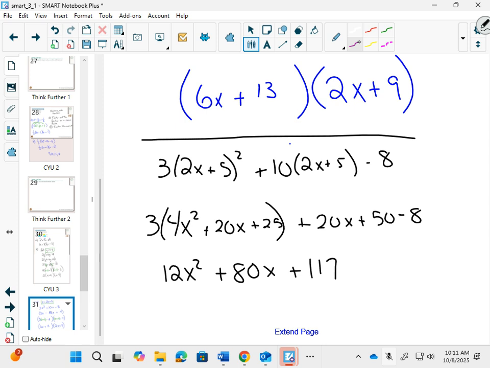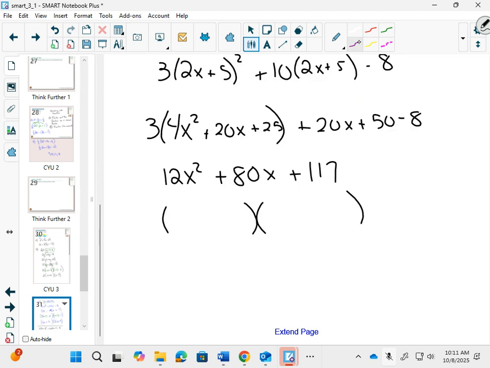Is there a common factor I can take out? No. This is like level 4 factoring. Level 4 factoring, because how many options are there for 12? 1 and 12, 2 and 6, and 3 and 4.